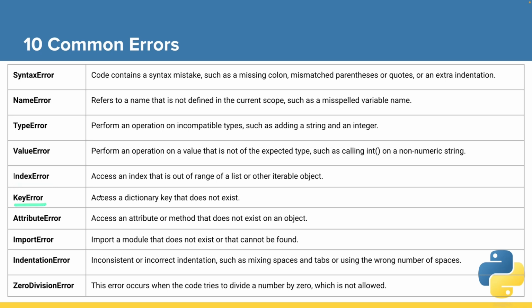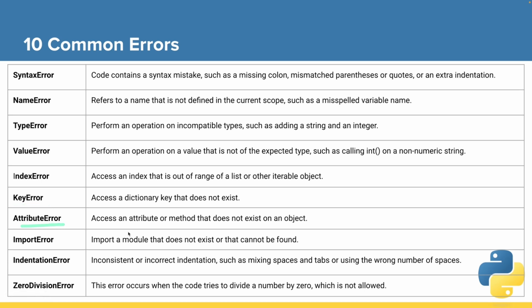Key error, accessing a dictionary key that does not exist. Pretty self-explanatory. If we have a dictionary, we're trying to access a key called, let's say, error code, and we try to access it with the name error, which is wrong. It will throw a key error. Say, I don't have a key named that.